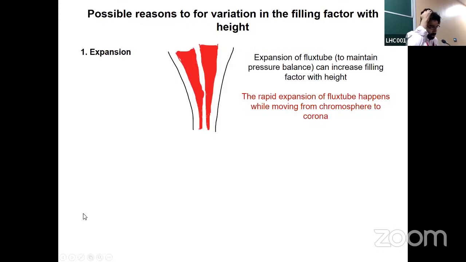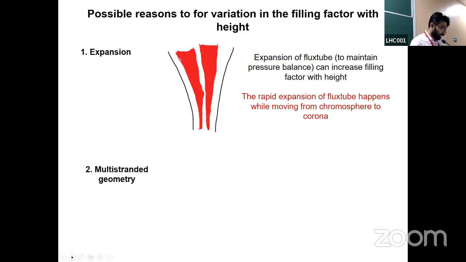So this could be one of the reasons for the increase of filling factor along the coronal loop. But the problem is that the rapid expansion of flux tube happens while moving from chromosphere to corona. If you are only confined to corona, then whether the expansion can explain the increase in filling factor from 0.2 to 1 is something that needs to be discussed. Okay, so that is one thing, and from our simulation we have calculated the filling factor increase due to this expansion. We will talk about it later.